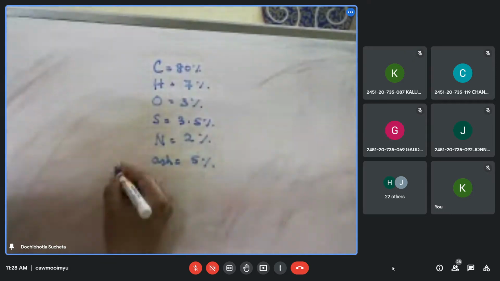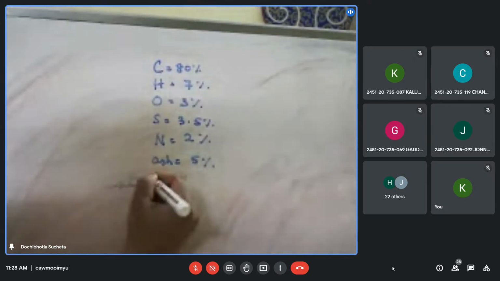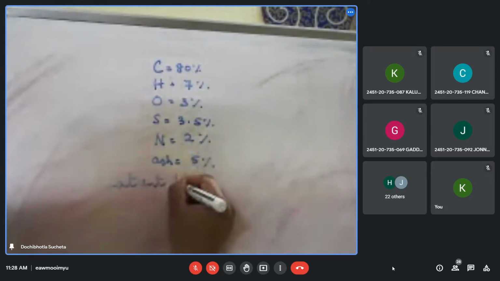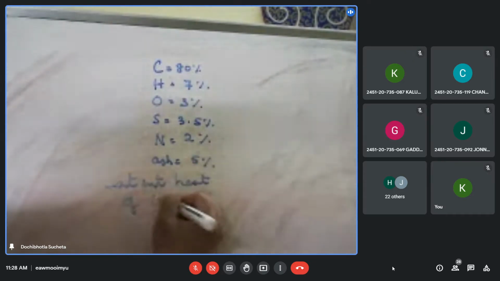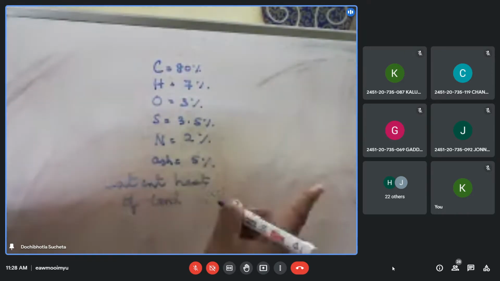We know the latent heat of condensation of steam is 587 kilocals per kg.